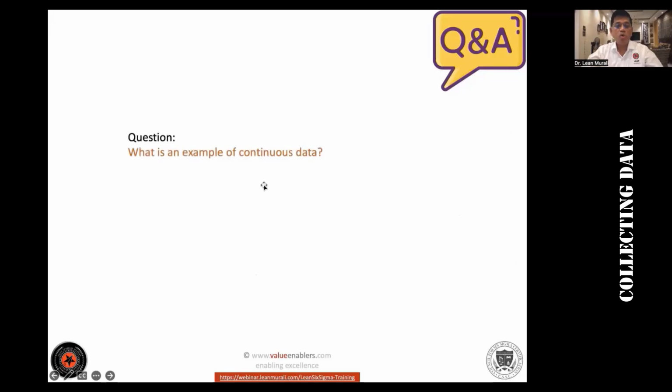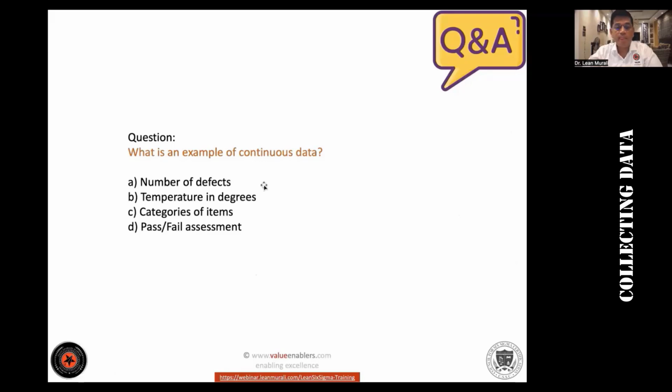The question is, what is an example of continuous data? Number of defects, temperature in degrees, category of items, pass or fail. Which is an example of continuous? All right, it's a simple one, right? After talking so much, it becomes very simple. The correct answer is temperature in degrees. Thank you very much for your participation.